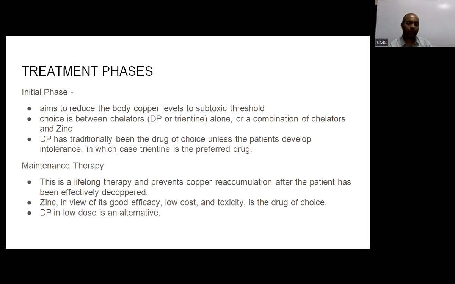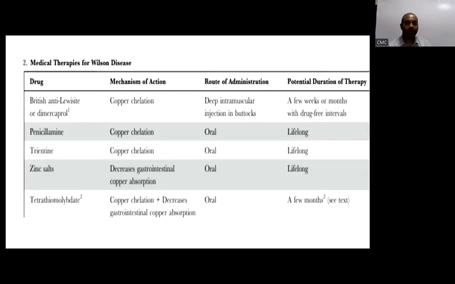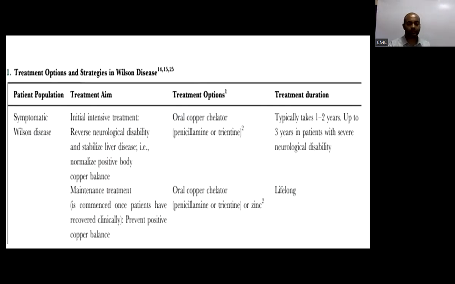Maintenance therapy is a lifelong treatment. It prevents further copper reaccumulation after the patient has been effectively decoppered. Zinc is very good for that, with good efficacy and low toxicity, so it's the drug of choice in the maintenance phase. D-penicillamine can also be used in low doses. Penicillamine, trientine, and zinc salts are the main treatments. The initial intensive phase is 1 to 2 years for decoppering, and can take up to 3 years in patients with severe neurological disability.